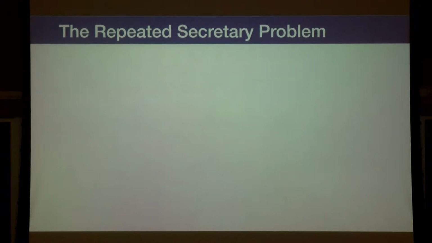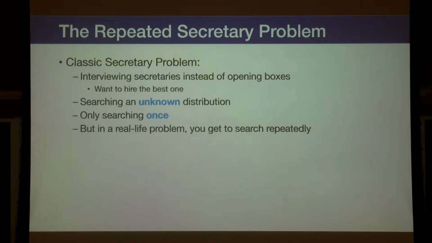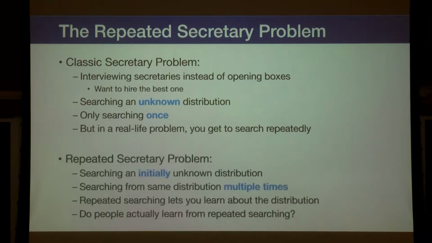However, the standard secretary problem differs from this problem that I just showed you in one important respect. And that is, in the standard secretary problem, you don't get to respawn. You only get to search the distribution once, and the distribution is unknown to you. But that's kind of unrealistic for many of the situations that the secretary problem is meant to model. Because if I'm in Boston and I want to hire a secretary, the odds are good that I have some notion of what secretaries in Boston are like, if for no other reason than that I've probably tried to hire a secretary before in the past.